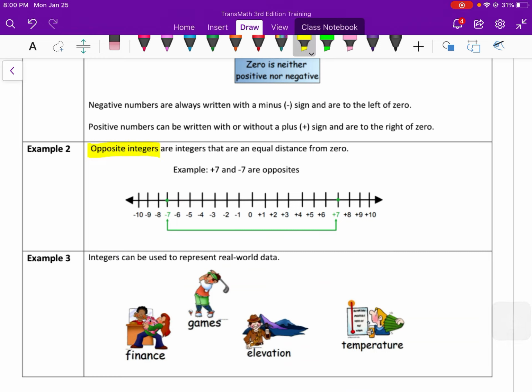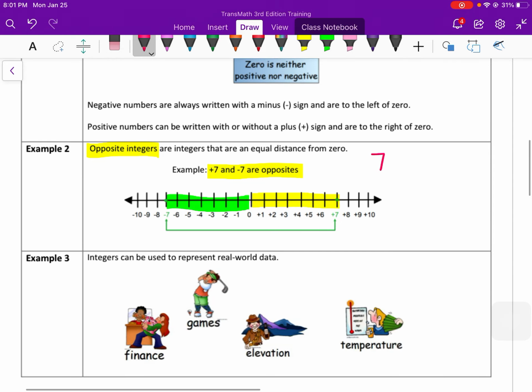Opposite integers are integers that are equal distance from 0. Positive 7 and negative 7 are opposites. Positive 7 is 7 to the right of 0, and negative 7 is 7 to the left of 0. And when you add a positive and its opposite, so a negative 7 plus a positive 7, it always equals 0. So their distances are the same.